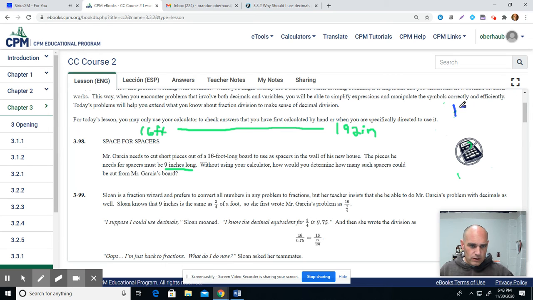I want to take my 192-inch board, and I want to see how many 9-inch pieces are here. So we're going to take this and cut it up equally into 9-inch pieces. It's a division problem because I'm cutting them up in equal pieces. All right, so let's see. 9 goes into 19 twice, so that would be an 18. I subtract and get a 1. Drop down my 2. 9 goes into 12 once. That's 9, and I have 3 left over.